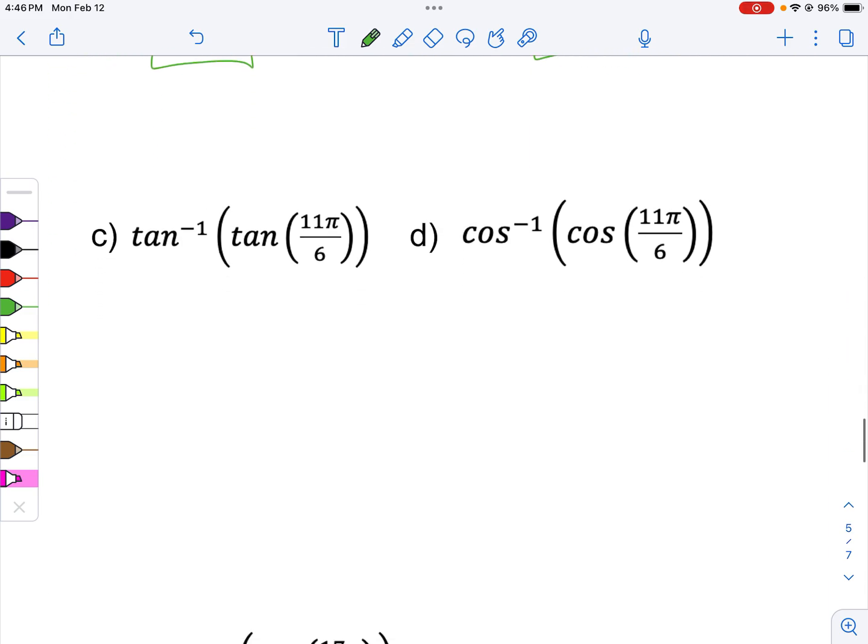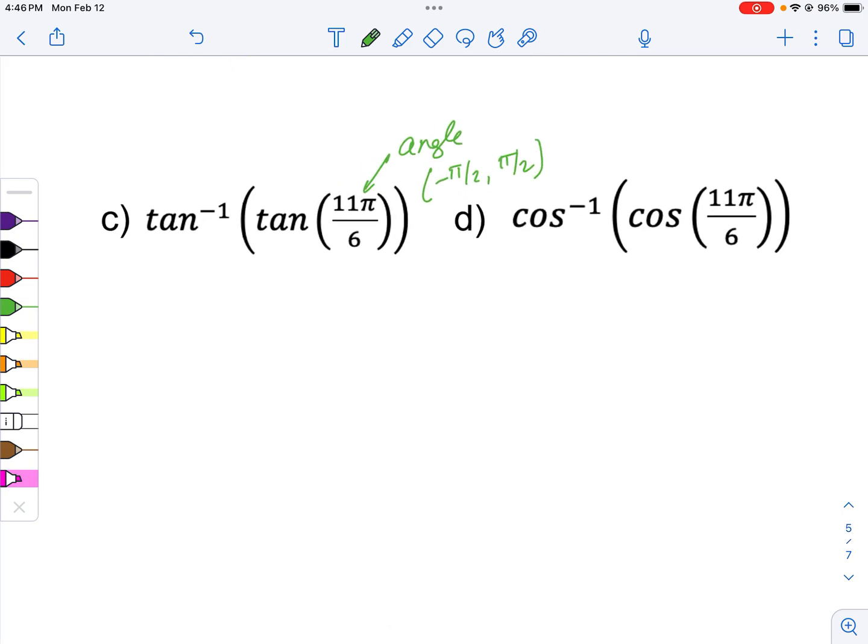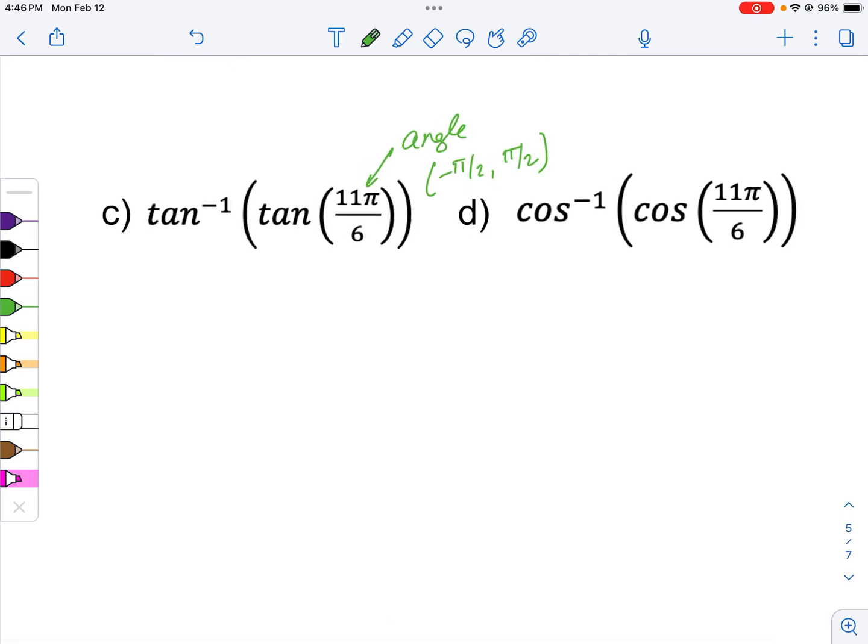All right, so tangent inverse of tangent. So again, since an angle follows tangent, this has to be an angle. And we know for tangent, we're looking from -π/2 to π/2 with parentheses because the asymptotes are at π/2 and -π/2. So we have a problem here because this angle right here in the middle is not from -π/2 to π/2. Okay, so we've got to figure out where is 11π/6.